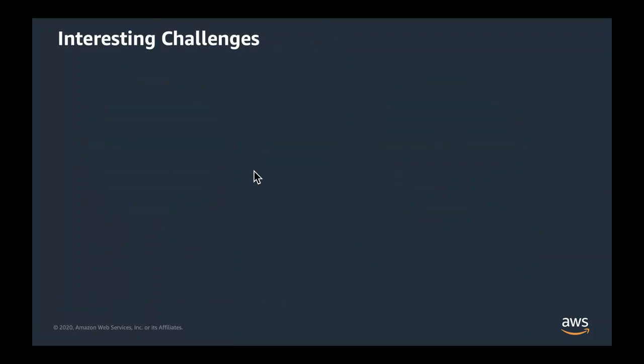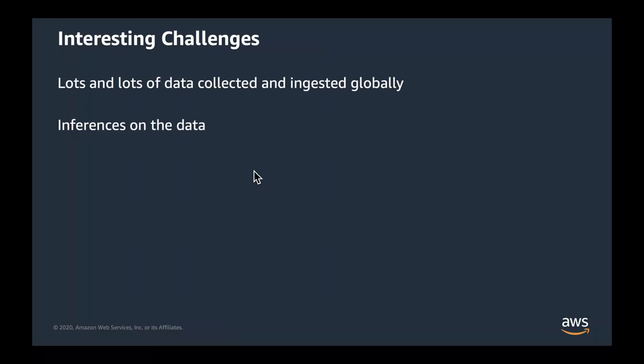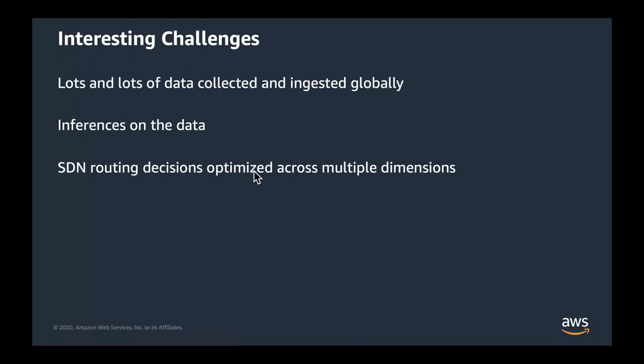I'll talk briefly about the big technical challenges. On the internet measurement side, there's lots and lots of data that has to be collected and ingested globally, from our own services and external services. Then the internet measurement team has to make a lot of inferences on the data. There's a lot of information theory and machine learning there: there is something wrong on the internet, what is wrong, and where is it wrong?